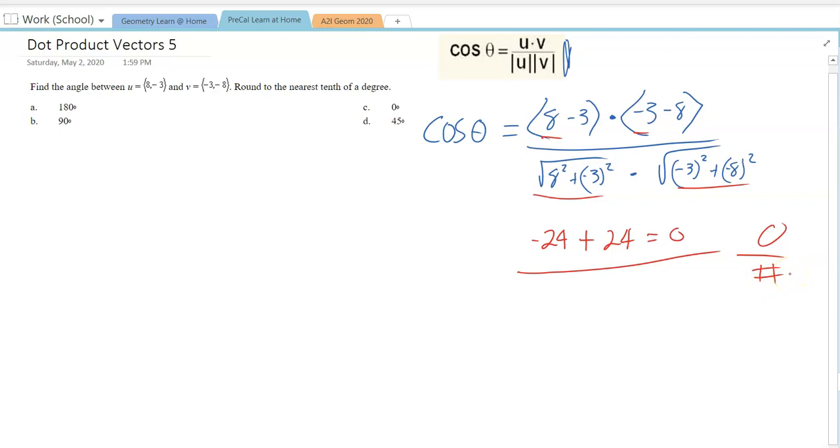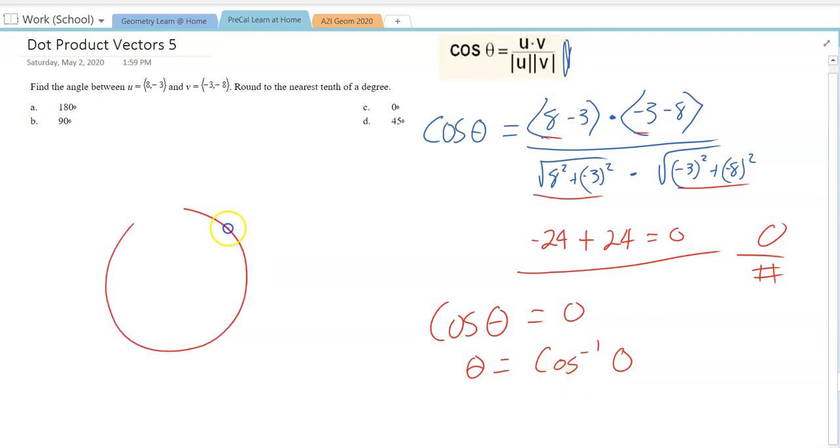0. So we're going to be doing the cosine inverse, or cosine of theta equals 0, or angle equals cosine inverse of 0. So this is saying, what is the angle measure when the cosine of that angle is equal to 0? And if you think about the unit circle, with negative 1, positive 1, 0, at what angle measure is x 0?